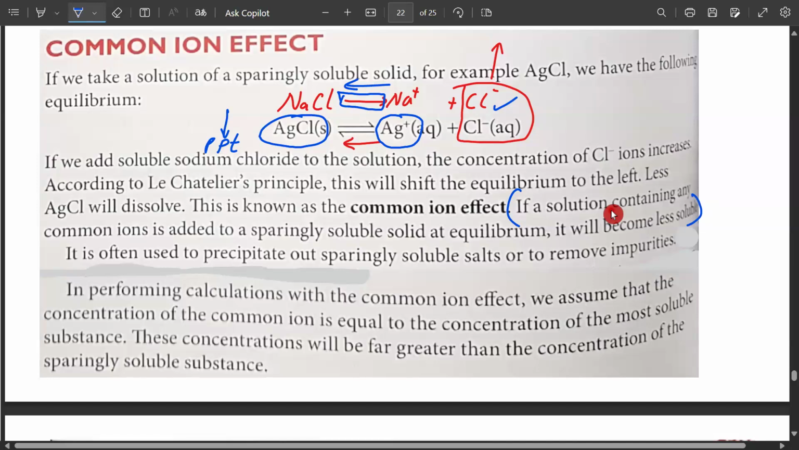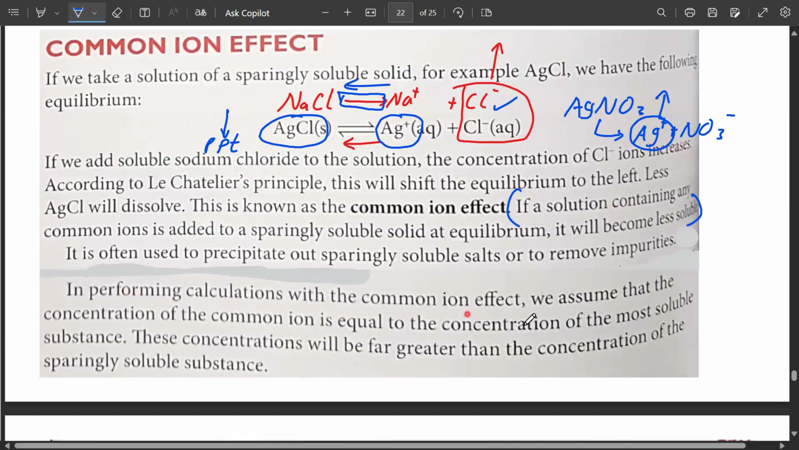I can say silver nitrate. Let's suppose all the nitrates are very much soluble. So when this is added into the water, it forms Ag ions and nitrate ions. So we will now have the silver ion as the common ion. In this case, Ag plus will be the common ion. When silver ions are increased, it will shift the equilibrium towards the left side and AgCl will be precipitated.